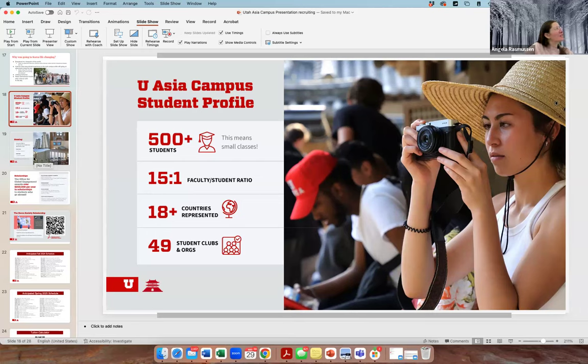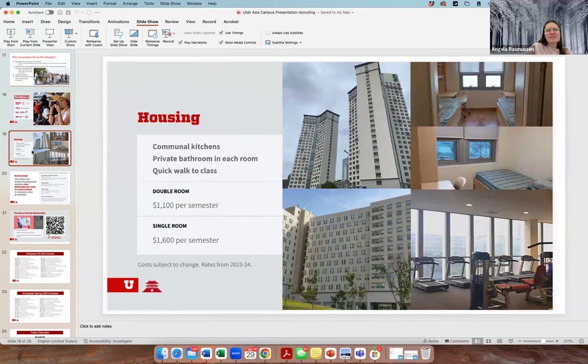And this is not going to a small little campus with 50 people. We have 500 students there taking these classes, from all over the world, a 15-to-1 student ratio with 18 different countries that people are coming from, with 49 different clubs and organizations. So you can always find activities and friends. It's really super easy to get involved with the organizations.